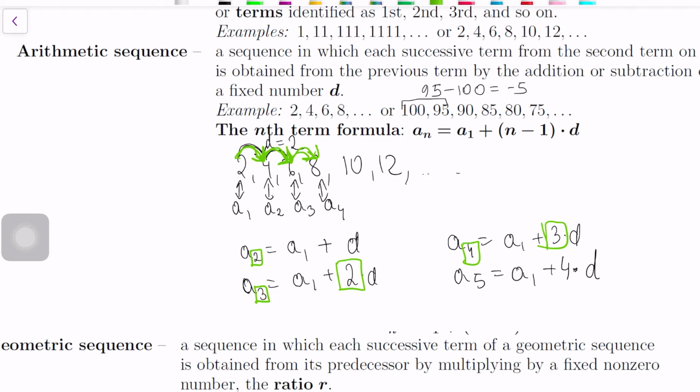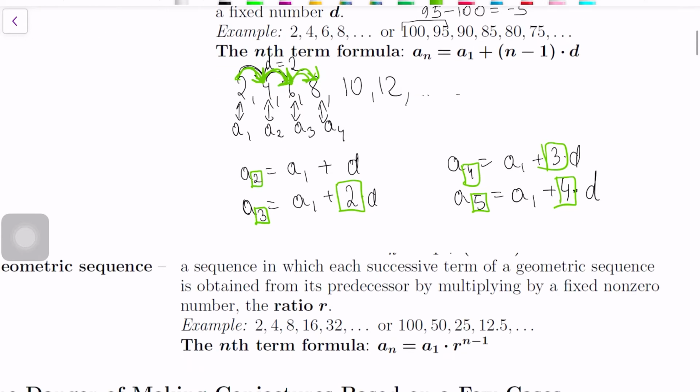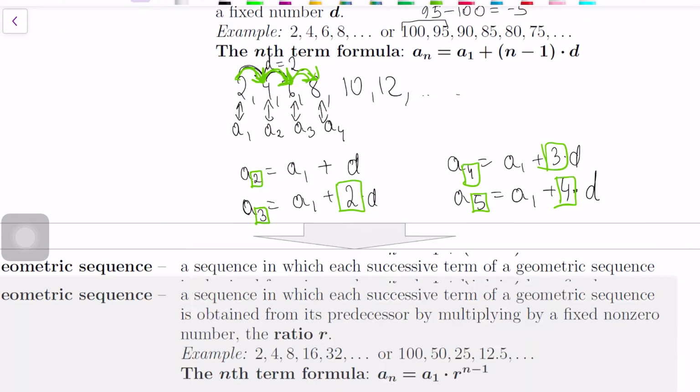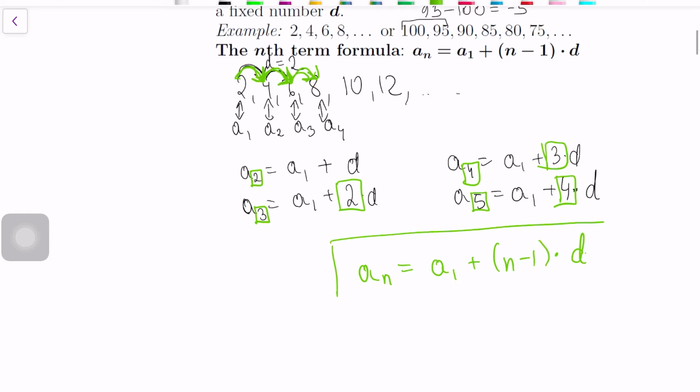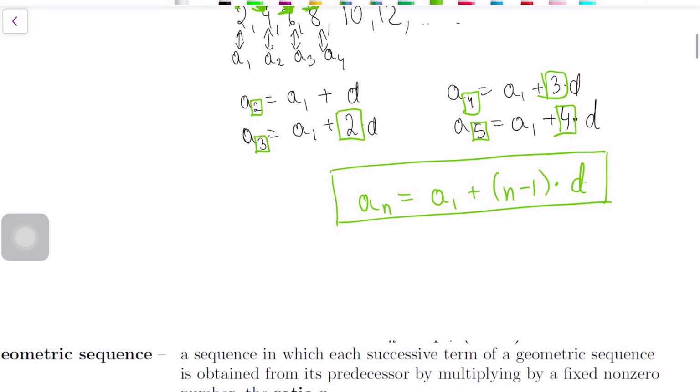So notice whatever that index n is, here it is 1 less than it, which means that the general formula for an is a1 plus n minus 1 times the difference. And it's listed there above. So it means that if I want to get to the fifth term, I have to add to the first term 4 times the difference. If I want to get to the 100th term, I would have to add 99 times the difference to the first term, and so on.